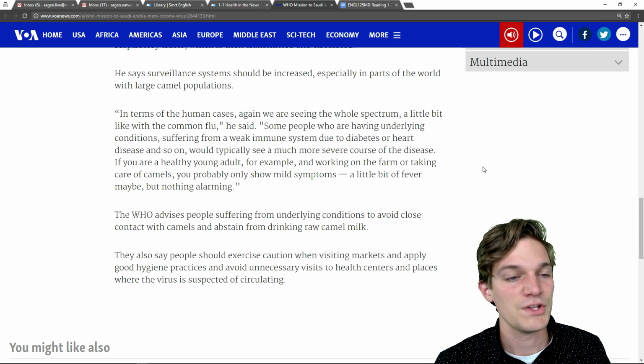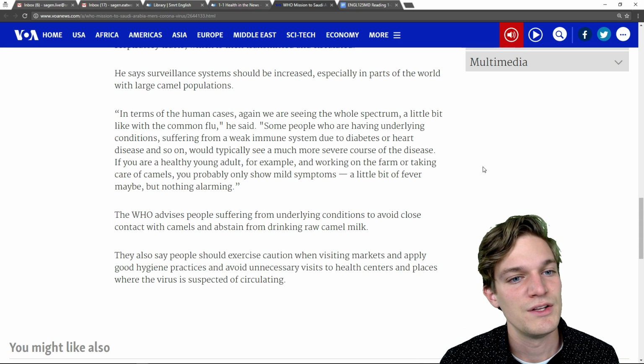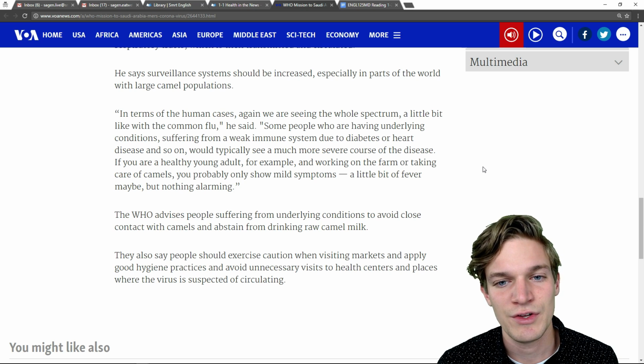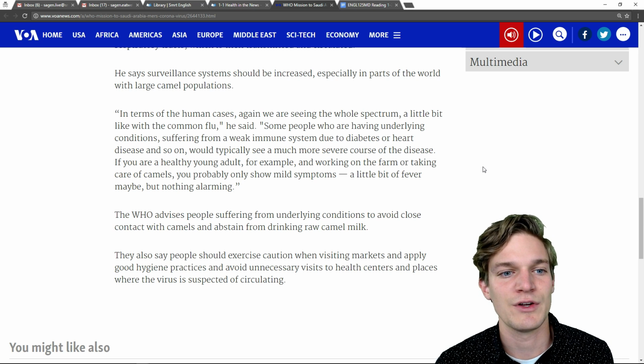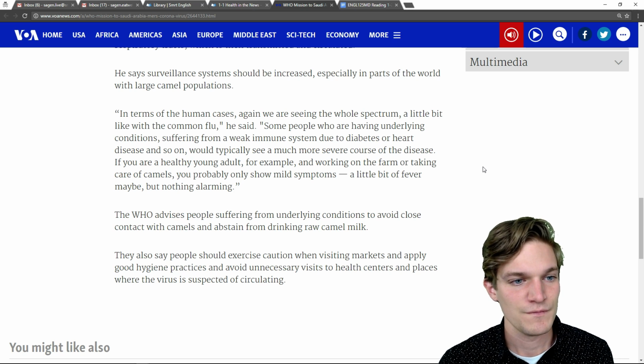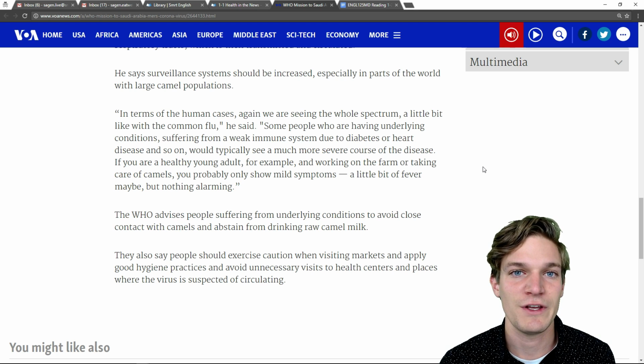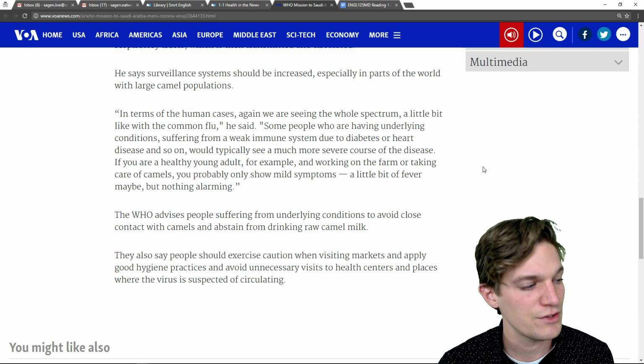So the author, just like we're talking about, he says surveillance systems should be increased, especially in parts of the world with large camel populations. So we need to watch the camels so we can make sure to take control of this virus.